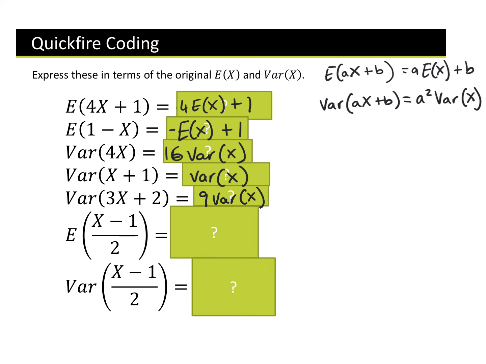E of x minus 1 over 2. So this is going to be E of x, take away 1, and then I'm going to divide all of it by 2. Then for the last one, I've got the variance of x minus 1 over 2. So what have I done to x? I've divided it by 2, so I need to, well, multiply it by a half, shall we say. So I'm going to bring that outside, a half squared, which is a quarter lots of the variance of x.